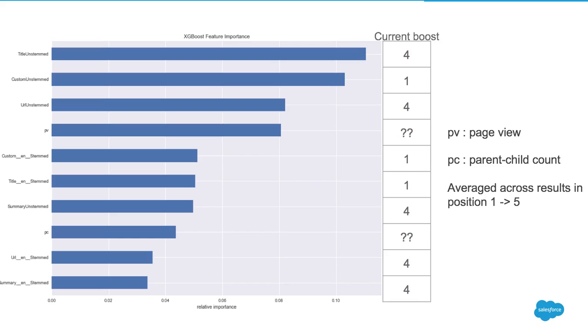This is my final result, and it shows that fields like title, body, and URL of a document, or summary of the document, are the most important, which makes intuitive sense since they contain the most information about this document.